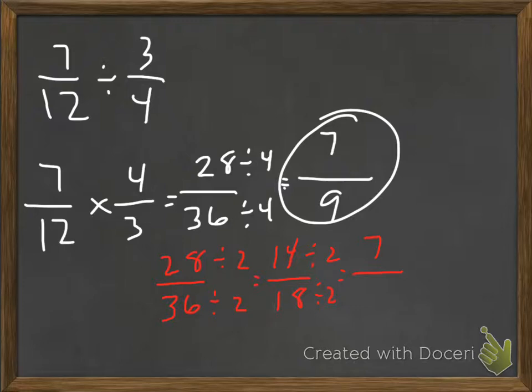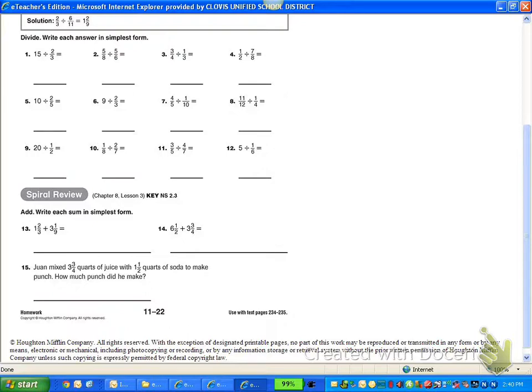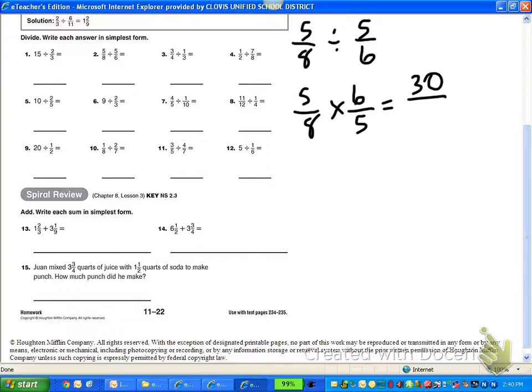So that should be it for, actually let me do some problems from your homework. Okay, number 2. We've got 5/8 divided by 5/6. So we're going to go ahead and keep, flip, change. Now we can multiply. 5 times 6 is 30. 8 times 5 is 40. That can be reduced by 10. And I get 3/4.